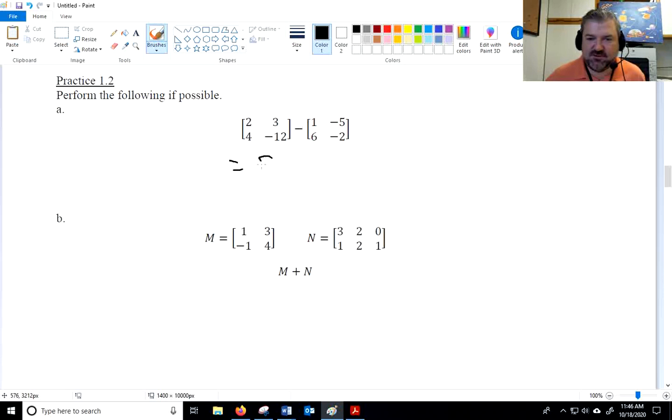2 minus 1 is 1. 3 minus a negative 5 is 3 plus 5, which is 8. 4 minus 6 is a negative 2. And a negative 12 minus a negative 2 is a negative 10. This kind of shows just how difficult subtracting can be.